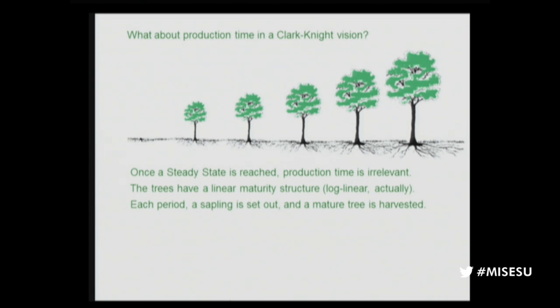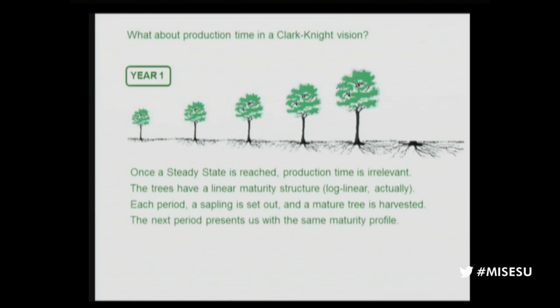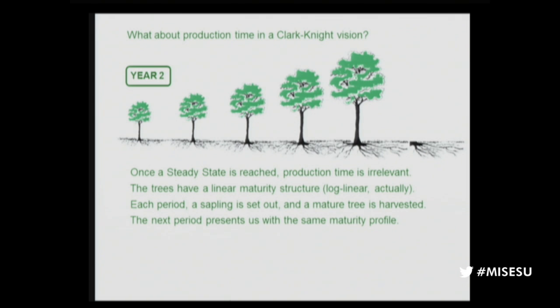So let's look at year one. Let's set out a sapling. There's our sapling. And then let's harvest the biggest tree there. There it is. Now they're a little smaller. We put out a little one and cut a big one. But the next period, period two, these trees grow and they're just like they were the year before.